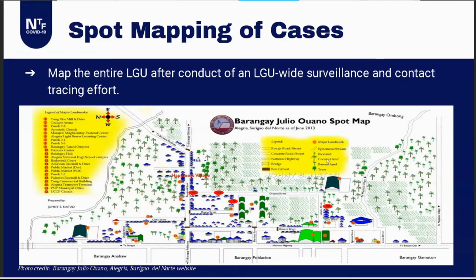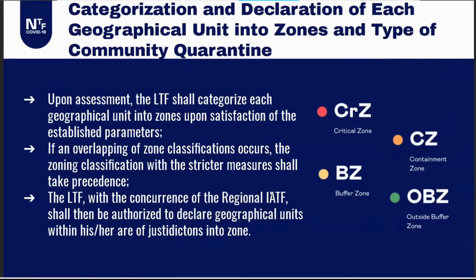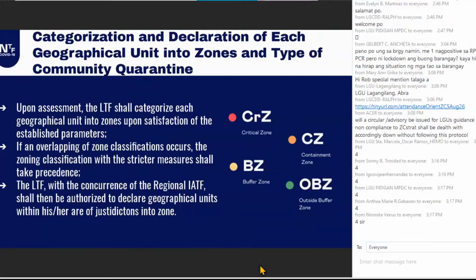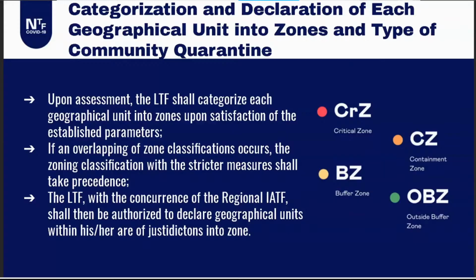So after we have organized our team, after we have searched the cases in our barangay or in our LGU, and we have actually spot mapped everything, ang next na kailangan pong gawin natin is to categorize and declare each geographical unit into zones and type of community quarantine. So after doing a spot map of COVID-19 cases of either a suspect, probable, or confirmed, categorize zones with cases as critical zones. Afterwards, i-delineate po natin yung area into a containment zone, buffer zone, and outside buffer zone.